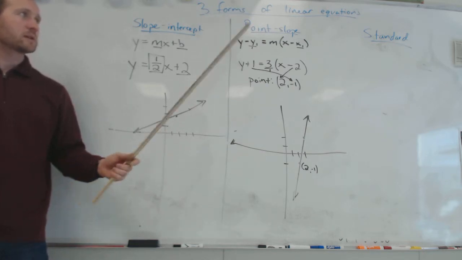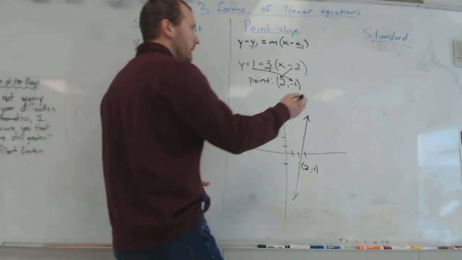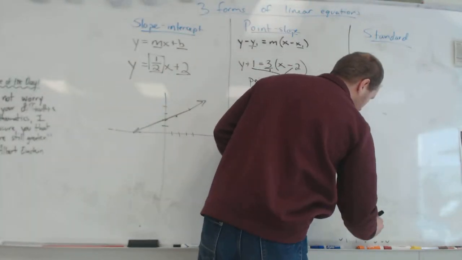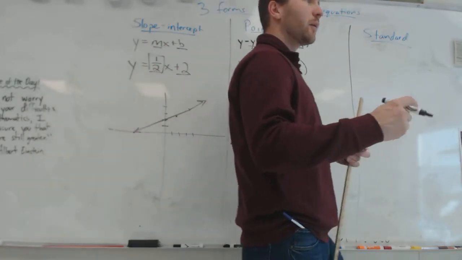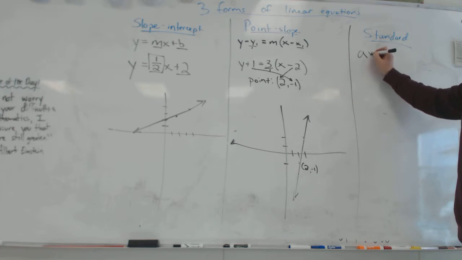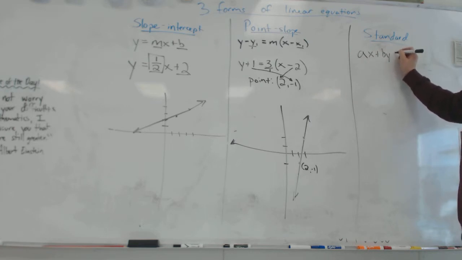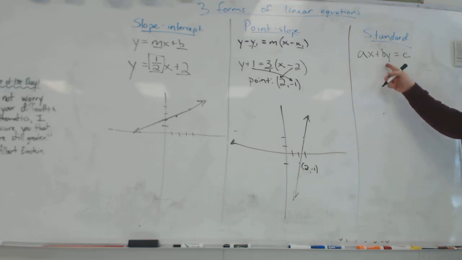Okay, questions about point slope? Other questions about point slope? Alright, standard form is totally different. This is just like, forget everything you just learned when you see a graph that's in this form, Ax plus By equals C. Why do they call it standard? Every equation of every line can be written in standard form.